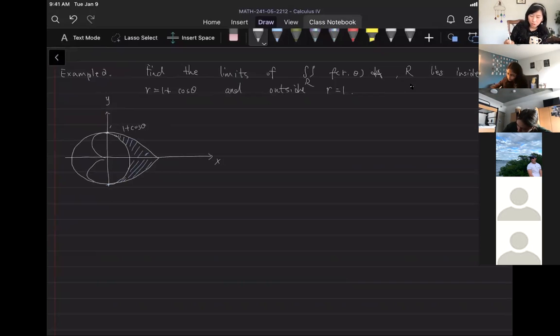It's the intersection of those two functions. So we set those two R equal to each other: 1 plus cosine theta equals 1. Solve for theta. So cosine theta equals 0, and what is theta? It can be plus or minus pi over 2, right? So the angle here is negative pi over 2, and the angle there is pi over 2.